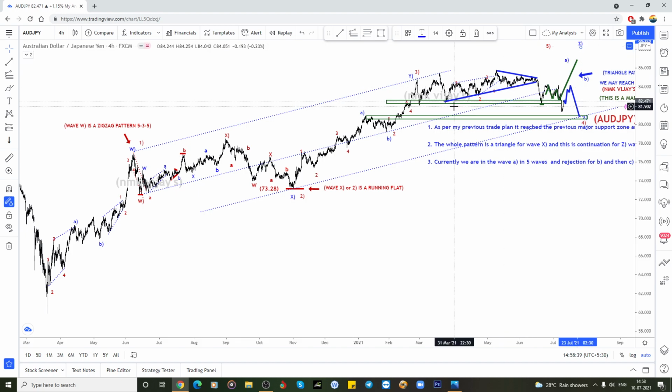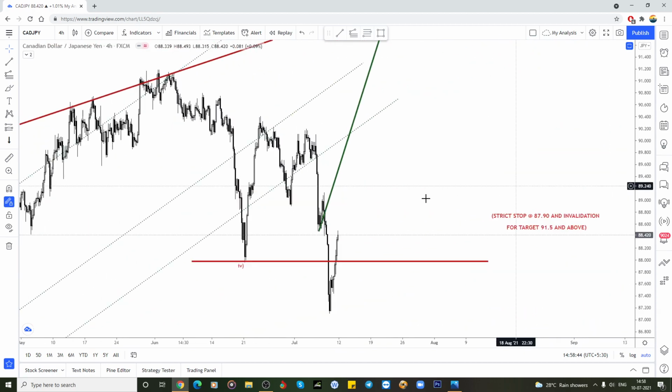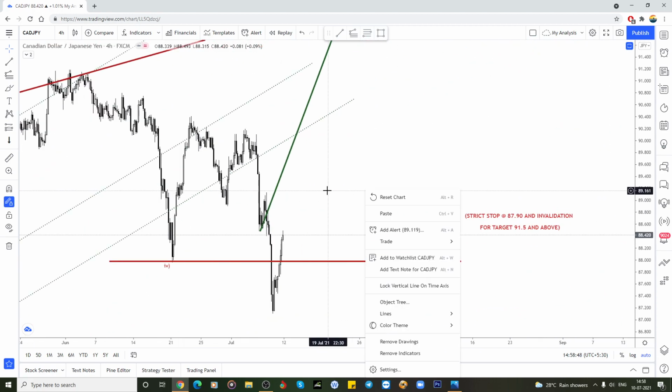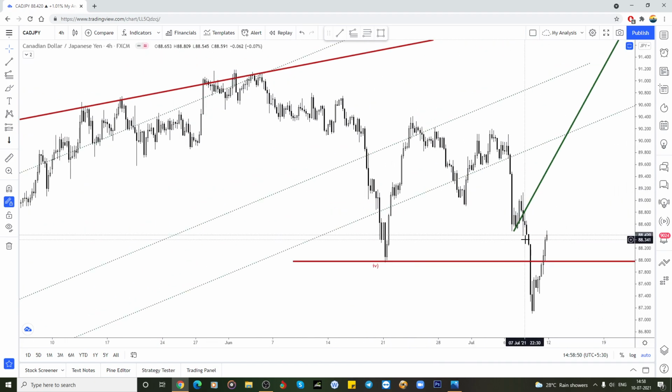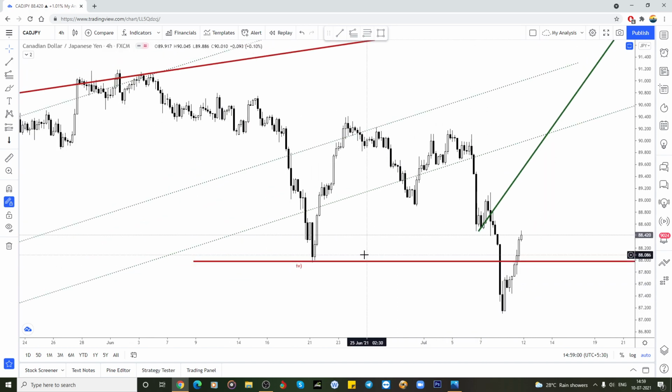So let's move on to CAD JPY. So CAD JPY, I entered here in this zone, around 88.4, 88.45, I entered exactly here. And what had happened? It came down, hit my stop loss, because I took this as 1 2 3 4 5 as a 5-wave structure. So this is a B, 1 2 3 and 4.